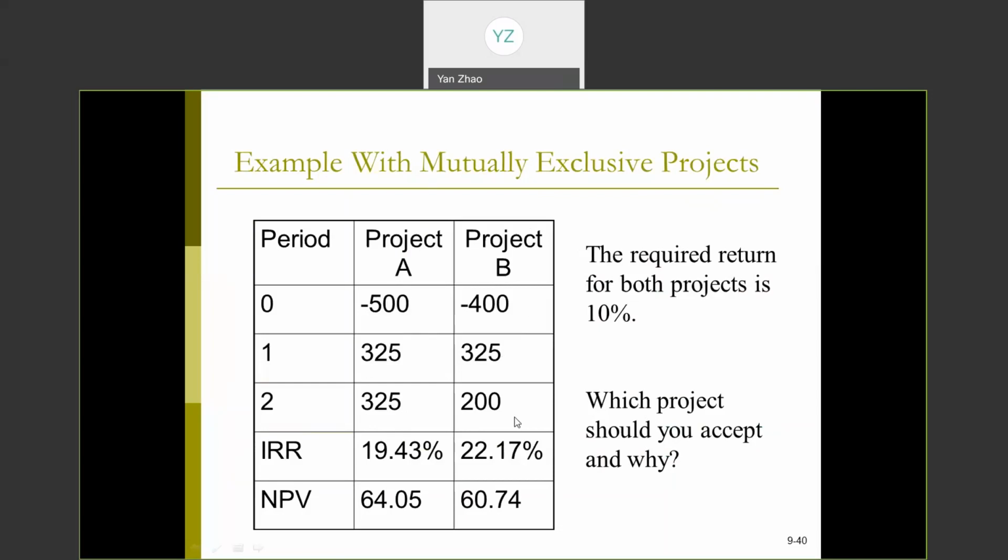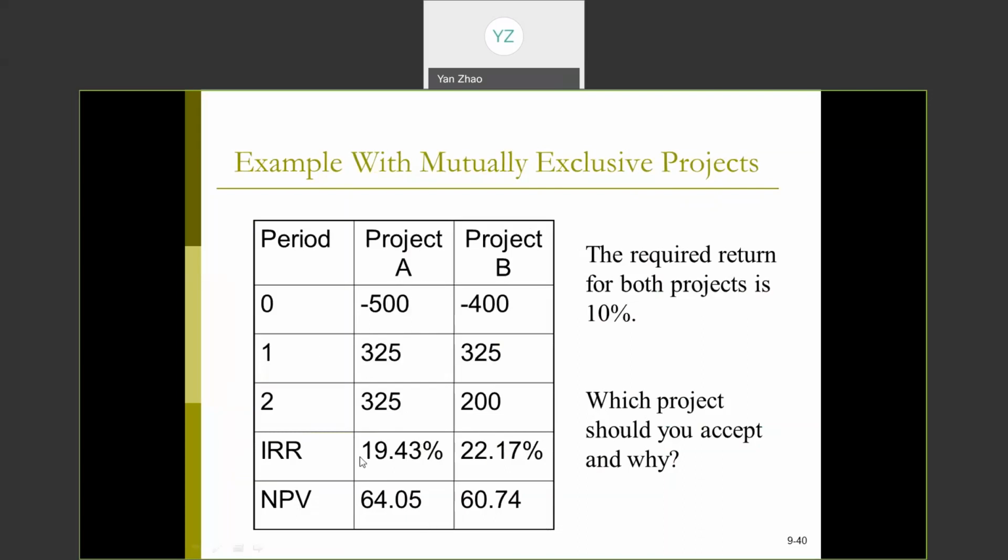Okay. In this table, I calculated the internal rates of return and net present value for you. Project A has an internal rate of return of 19%, Project B 22%. Project A has a $64 net present value, Project B $60. Okay, so now tell me which project you want to pick. Remember, they are mutually exclusive projects, meaning you can only pick one. Okay, so which one do you pick?